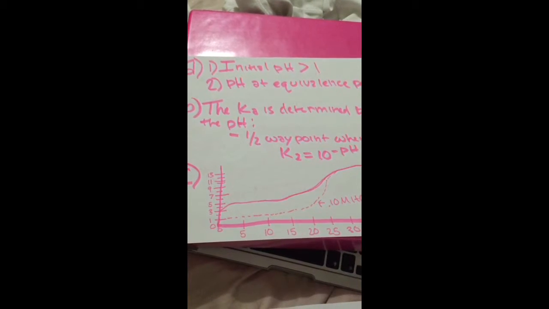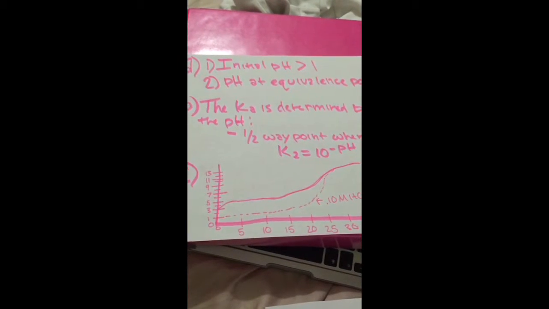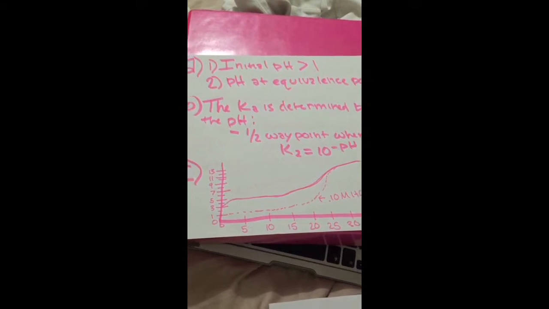AP problem number 9 reads, the graph below shows the result of the titration at 25 degrees Celsius of a 25 milliliter sample of a 0.10 molar solution of a weak acid HA with a strong base, 0.10 molarity NaOH. Part A asks, describe two features of the graph above that identify HA as a weak acid.